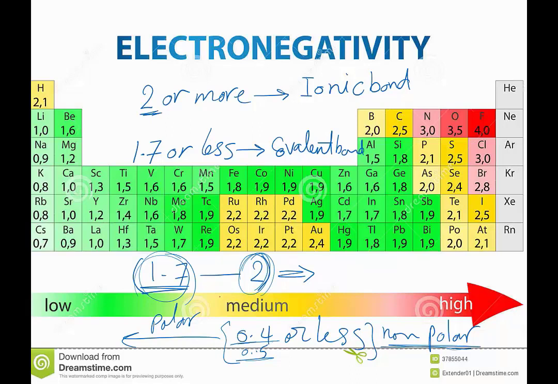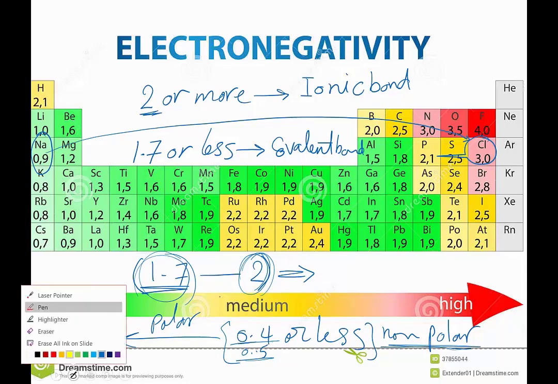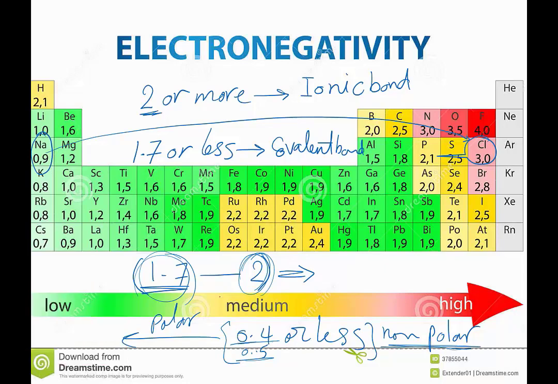Sodium with chlorine. What's the difference in electronegativity between sodium and chlorine? It's almost 2.1. That's right, 2.1. So 2.1 means it's an ionic bond. Okay?